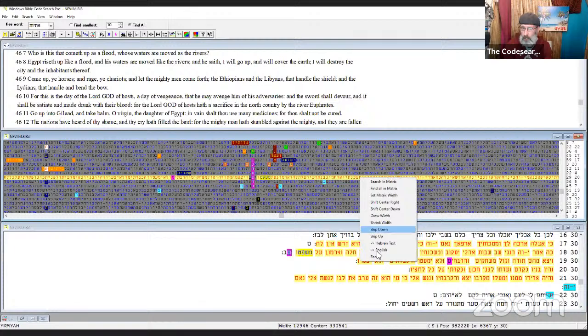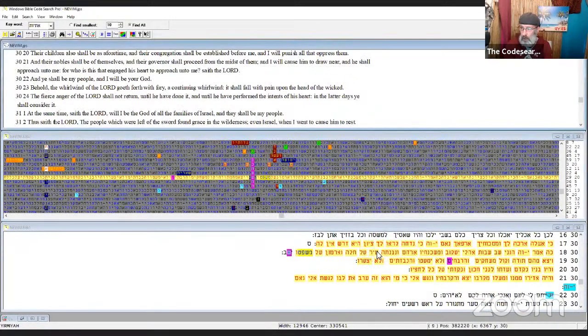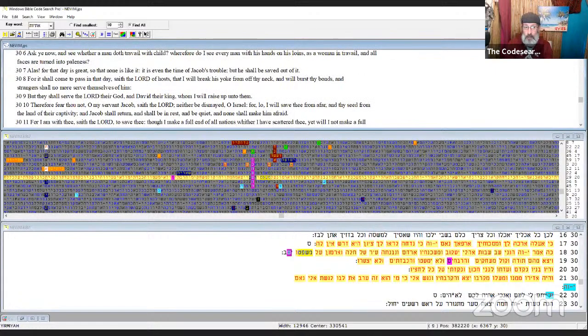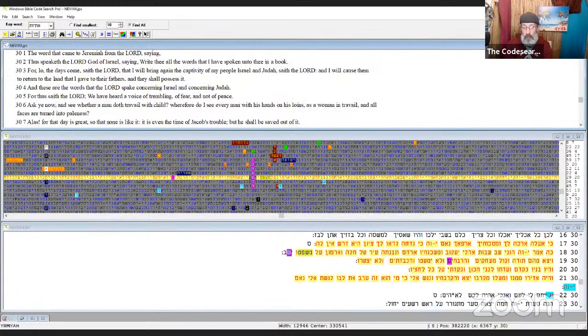So we're going to be in Jeremiah at this point. I'm going to back up and get some context here. Thus speaketh Yahuwah Elohim to Israel, saying, write thee all the words that I have spoken unto thee in a book. For lo, the days come, saith Yahuwah, that I will bring again the captivity of my people in Israel and Judah, saith Yahuwah, and I will cause them to return to the land that I give unto their fathers, and they shall possess it. And these words are the words that Yahuwah spoke concerning Israel and concerning Judah.